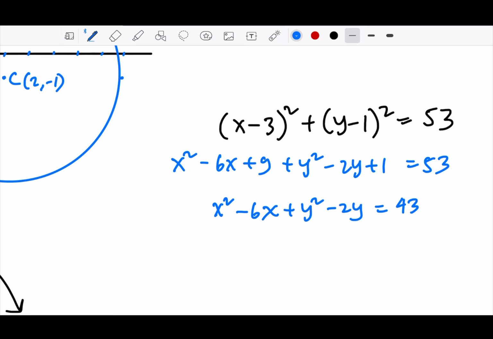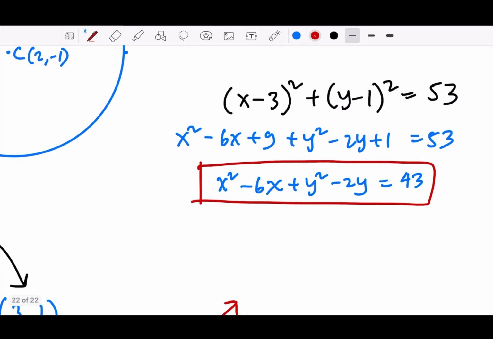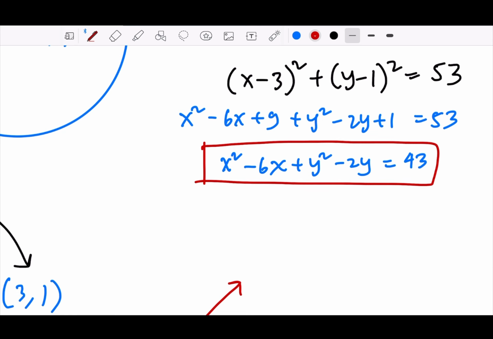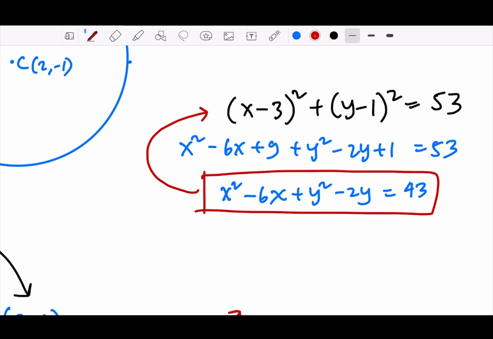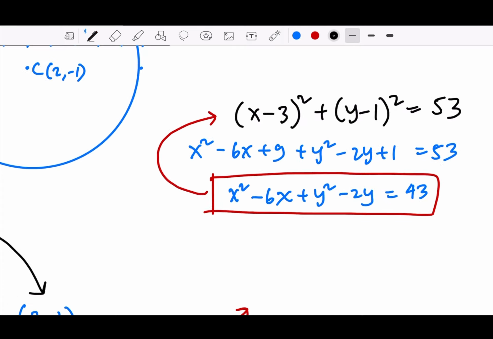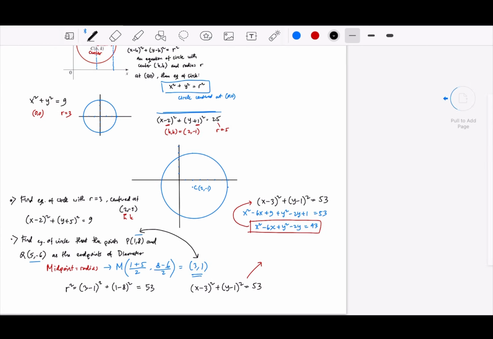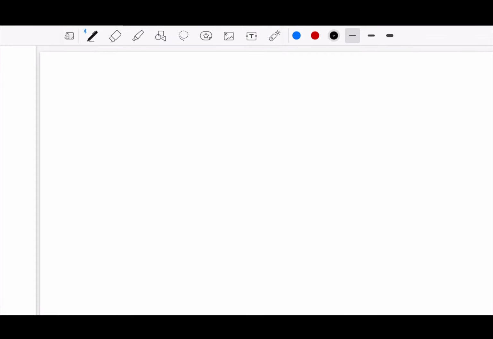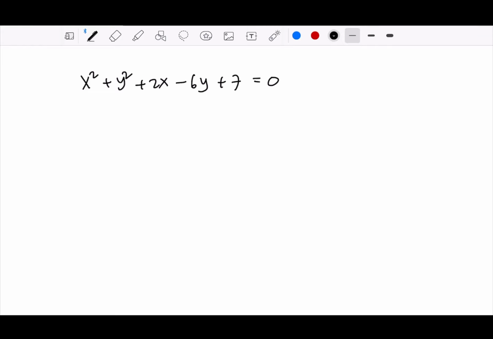So sometimes you are given this expansion, and then it's asking for the center and the radius, and how do we get that? We need to go back to the standard form. Okay, let me give you another example. Let's say we have x squared plus y squared plus 2x minus 6y plus 7 equal to 0. Suppose that the question asks: prove that this is a circle, find the center and find the radius. So the first thing we are going to do, remember, is complete the square in the quadratic equation. We are going to complete the square for x and for y.